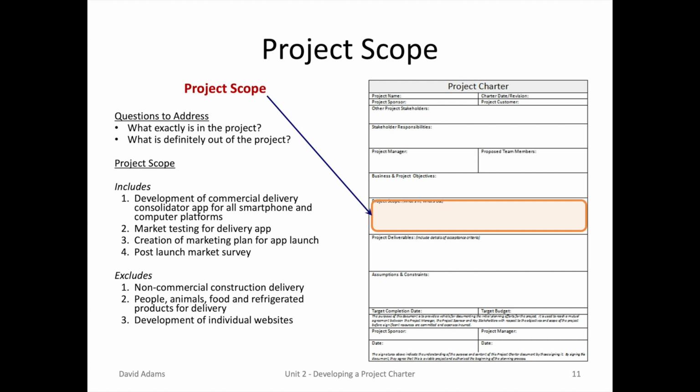So for instance, the project manager put as a project scope exclusion non-commercial construction delivery. It doesn't include residential supply delivery.